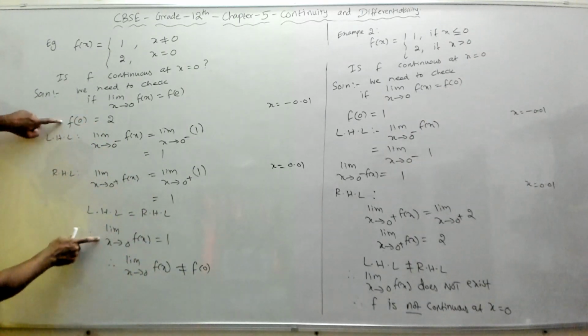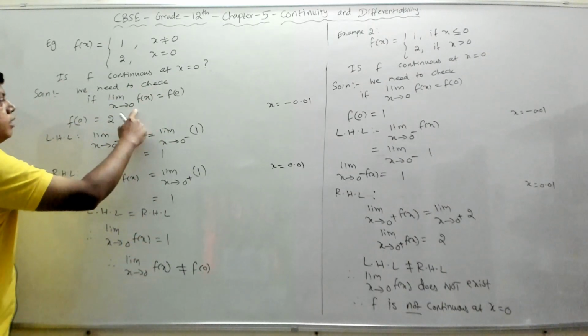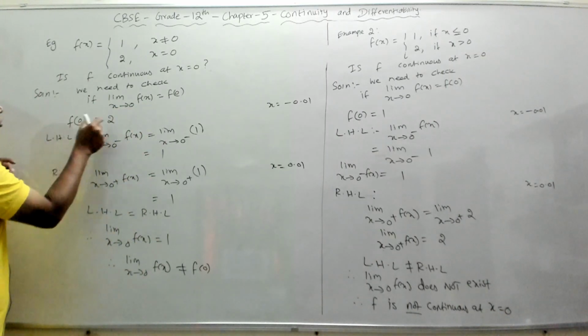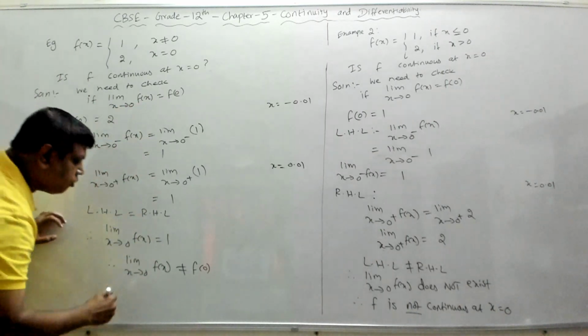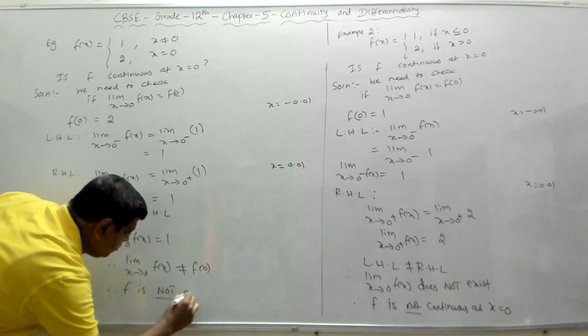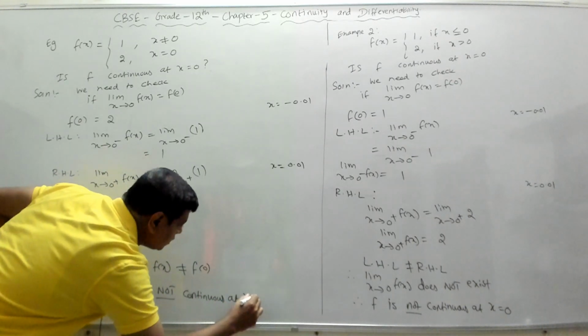If these two are equal, this value and this value are equal, then we will say it is continuous. Here these two are not equal because the limit as x goes to 0 of f of x is 1, f of 0 is 2, so 1 is not equal to 2. Therefore, f is not continuous at x equal to 0.